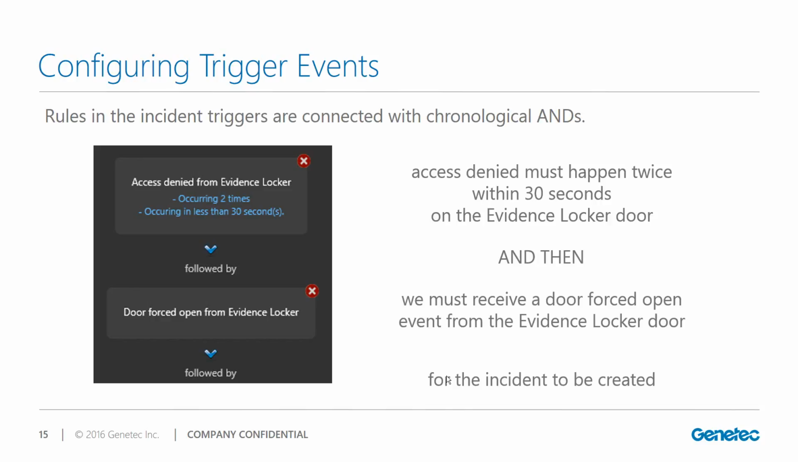So the rules in the trigger list are connected by ANDs, meaning all of them have to be satisfied, and they also have to be done in a specific order. If we got our door forced open event from the evidence locker, and then we got the access denied from the evidence locker twice within 30 seconds, that would not satisfy this list of rules, and our incident would not be triggered.